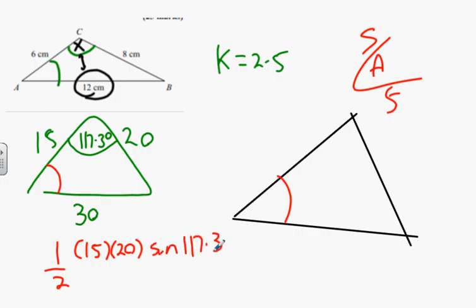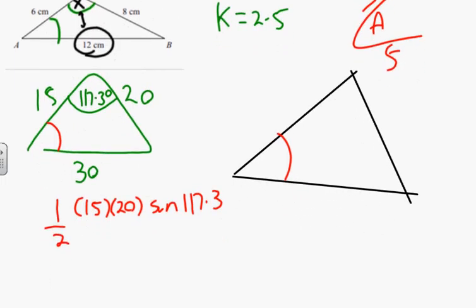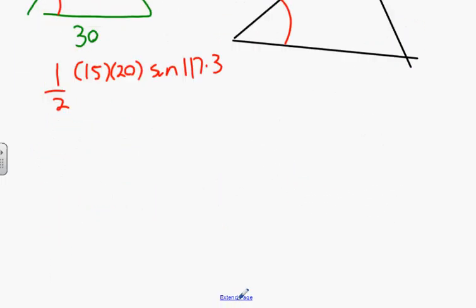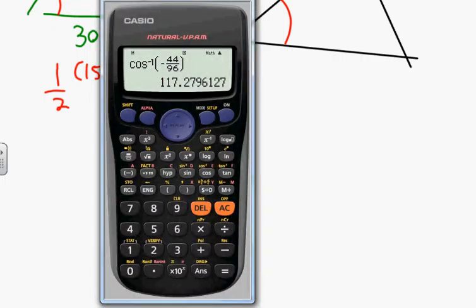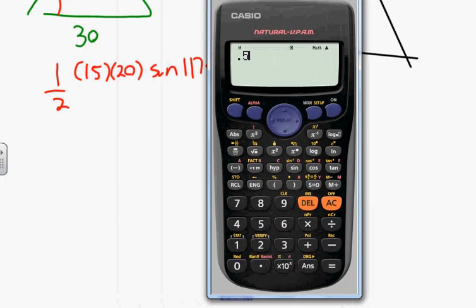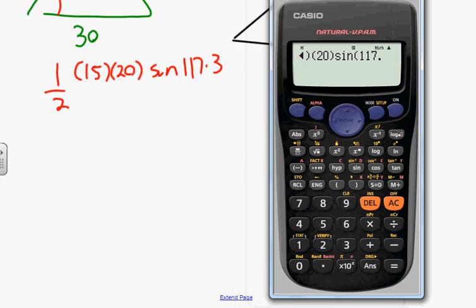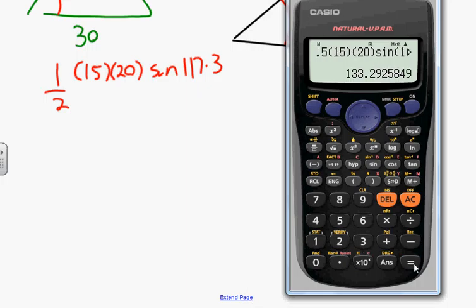Okay, and what do we get here? Anybody tell me? 0.5, which is a half. 15 times 20. Sine 117.3. 133.3. Everybody cool with that?